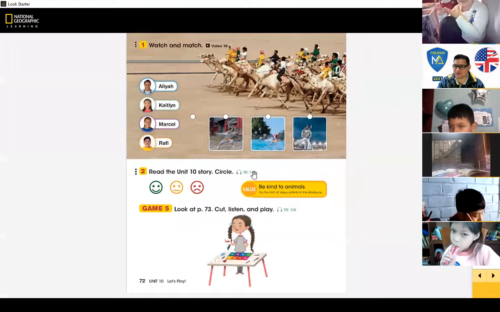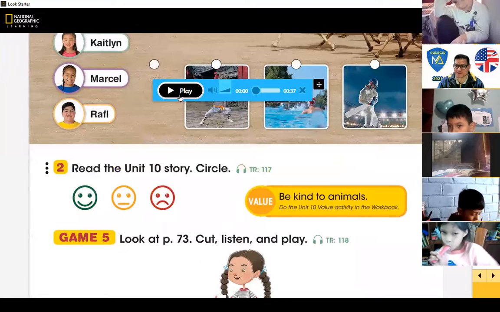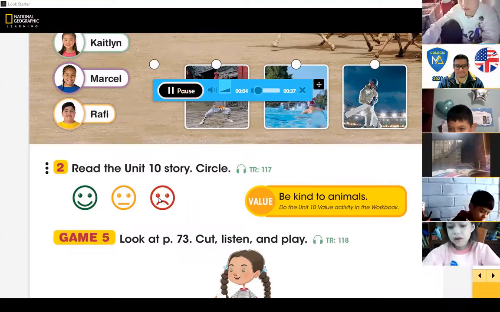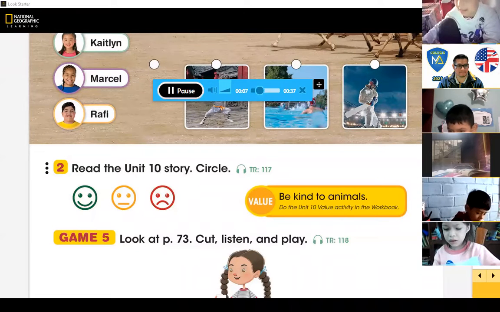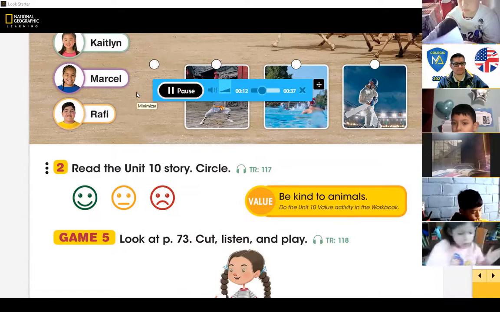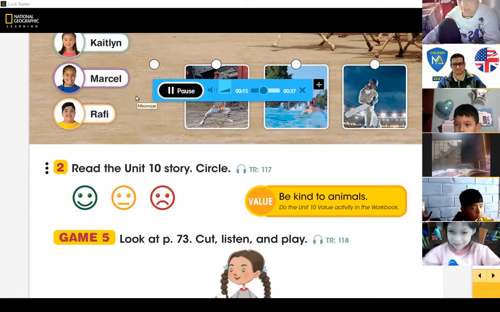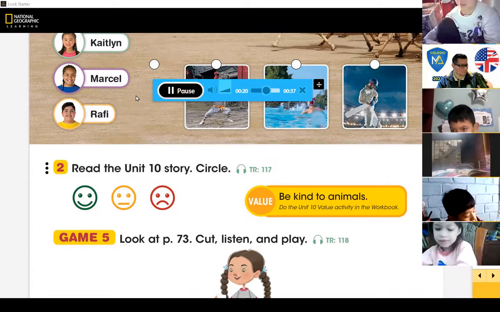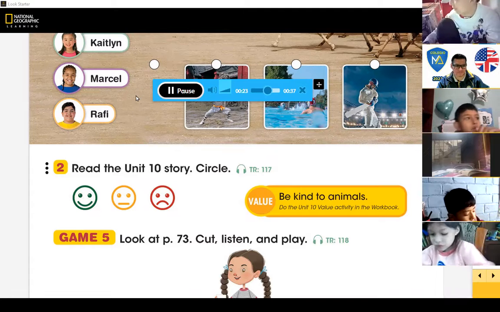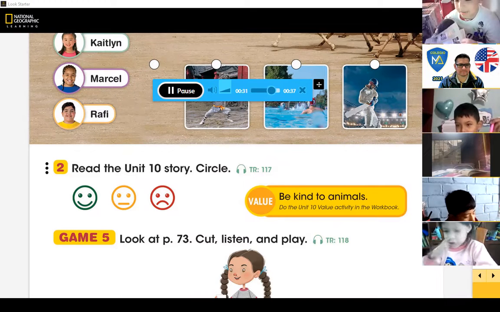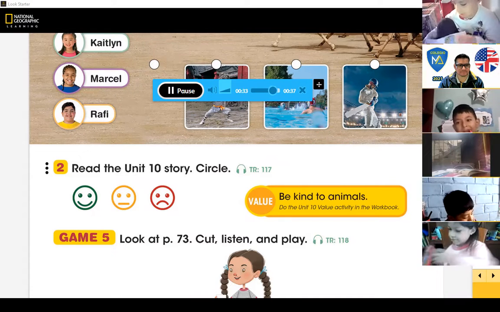Let's go to this part, and you're gonna listen the story. Pay attention. Look, my ball is black and white. I can kick my ball. Wow. Look, it's a dog. It can jump. Hey, it's my ball. I like this dog. It's happy. I'm sad. I want my ball. Let's play with the dog. Okay.